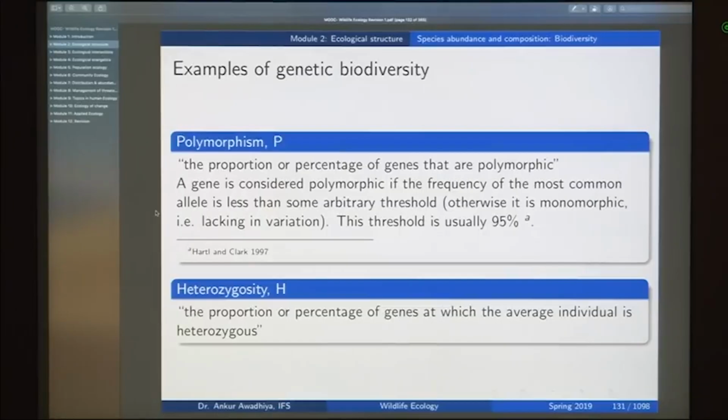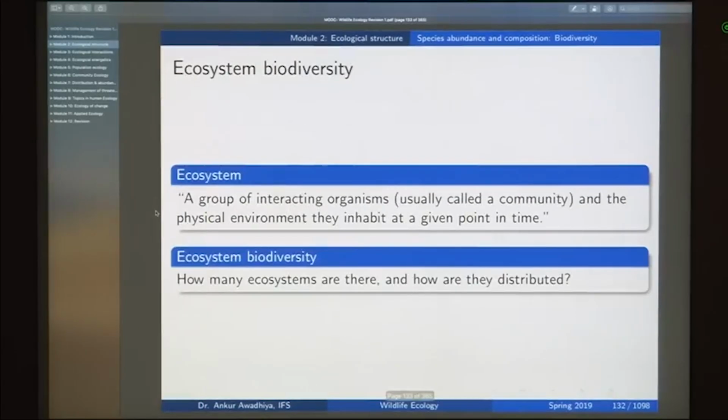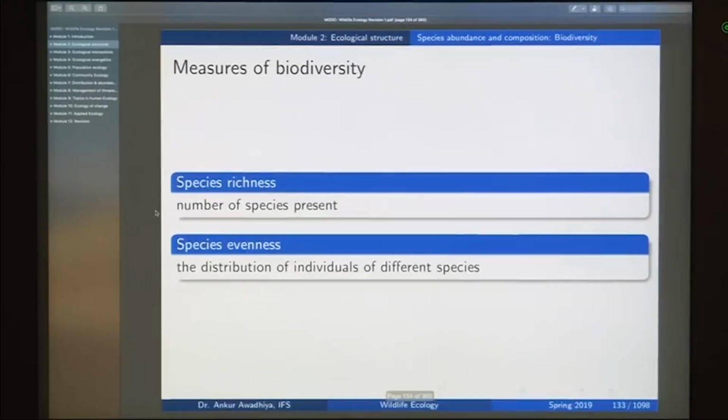Then we looked at heterozygosity. Heterozygosity is the proportion or percentage of genes at which the average individual is heterozygous. Then ecosystem biodiversity is how many ecosystems are there and how are they distributed.